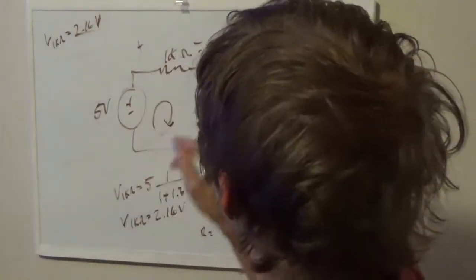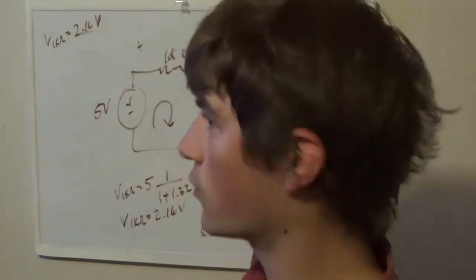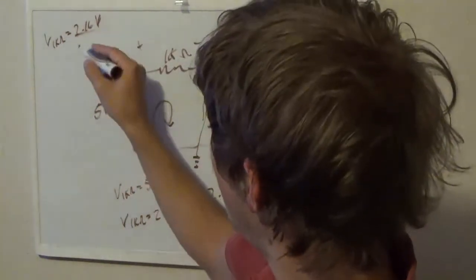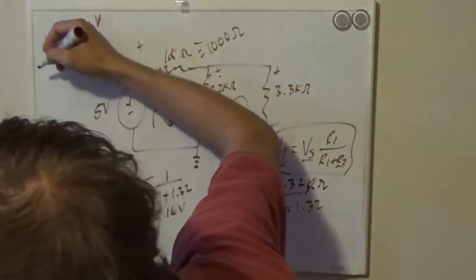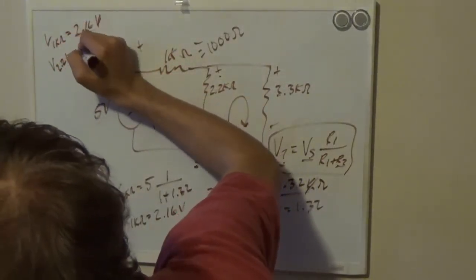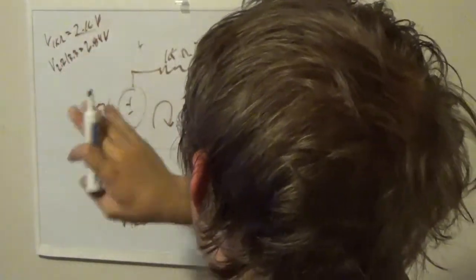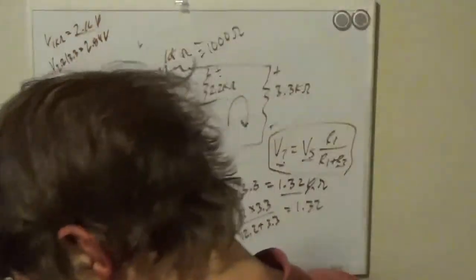And since we know that the voltages here and here are the same, guess what? It becomes a second grade or third grade subtraction problem. 5 minus 2.16. Well, I think I can do that one in my head. It comes out to be 2.84 volts. So that's the voltage here and here. Cool. So we already have one of the parameters that I was looking for with this circuit.